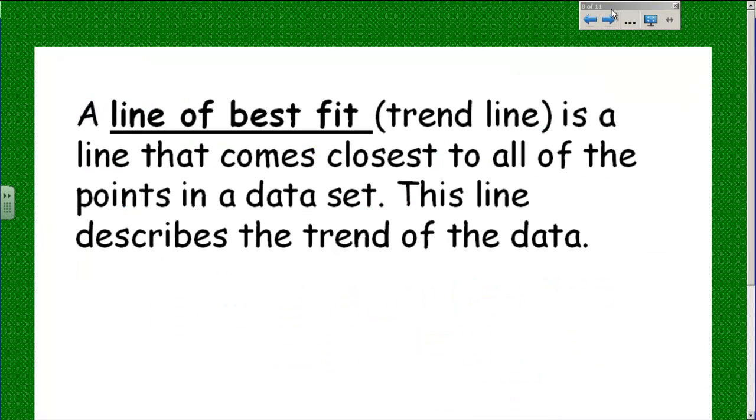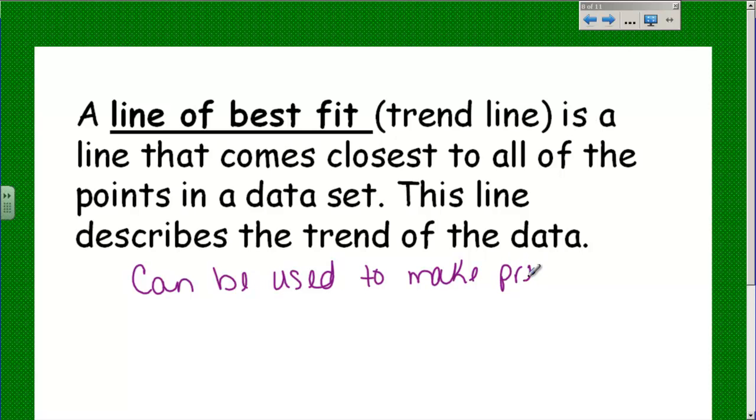So let's talk about line of best fit. This is the important part. Line of best fit you will use in this class. You will also use it when you get to science. Line of best fit, or a trend line, they are the same thing, is a line that comes closest to all of the points in a data set, and this line describes the trend. We use the line of best fit to make predictions. The line of best fit can be used to make predictions based on the data.